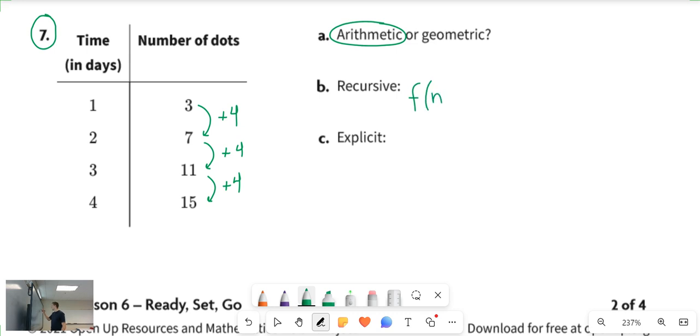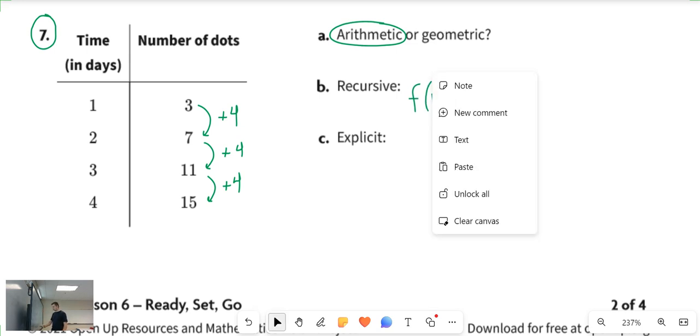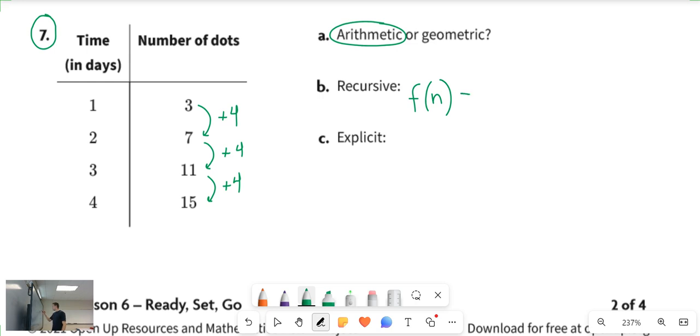And now let's write some rules for it. So we've got f of n equals the previous, f of n minus 1. The previous step, f of n minus 1. And then all we're going to do is add 4 to it. And we have to take note that f of 1, our first number, was 3. F of 1 equals 3. So we have to take note of that.